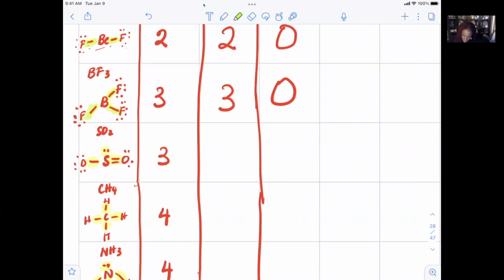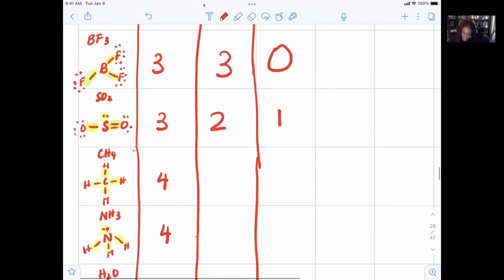Okay, let me zoom this in a little bit so you all can see. In SO2, I have two groups that are bonded groups, right? But then I have one that is still yellow. That's a lone pair. So I put 1 here. So this is going to be 3, 2, 1. When you add the different types of groups, you get the total electron groups around the central atom, right? Down here, this is a bonded group. This is a bonded group. This is a bonded group. So I have a total of 4 bonded groups. And in those groups, none of them are lone pairs.